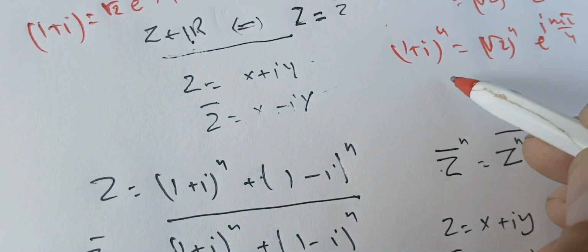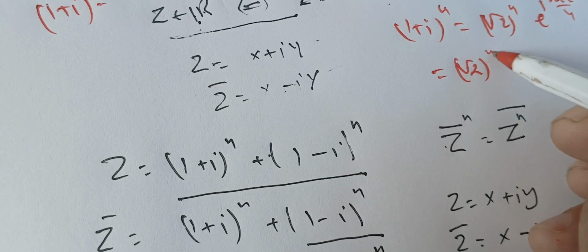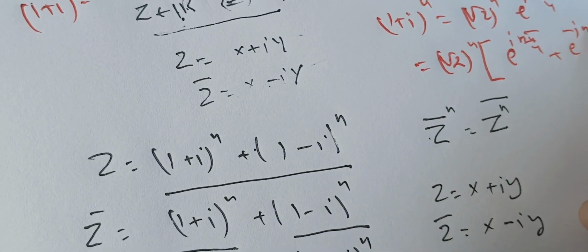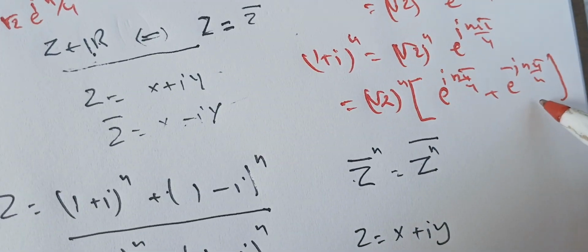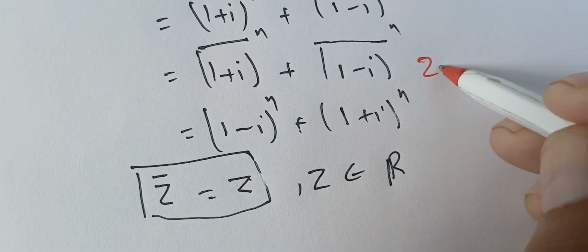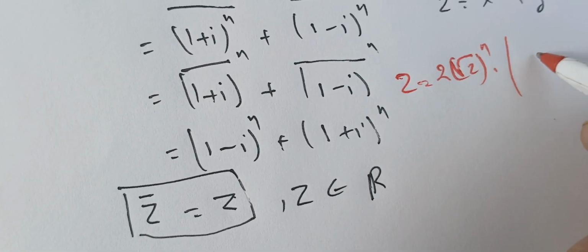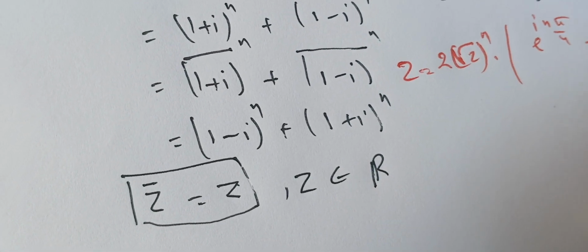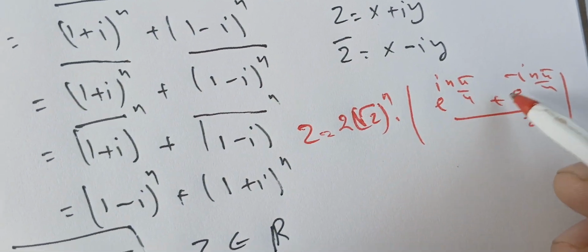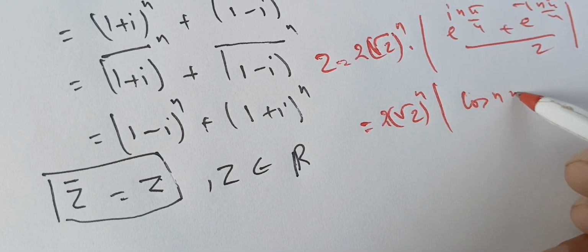If we add these two, we have the square root of 2 to the power n times e^(i n pi/4) plus e^(-i n pi/4). We divide by 2 and multiply by 2, and z is the square root of 2 to the power n times 2 times (e^(i n pi/4) + e^(-i n pi/4)) over 2. According to Euler's formula, this is just the cosine of n pi/4.